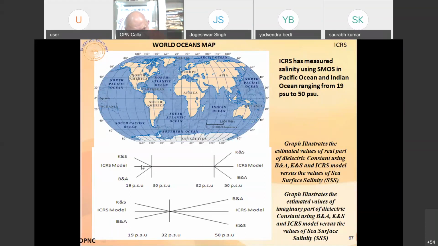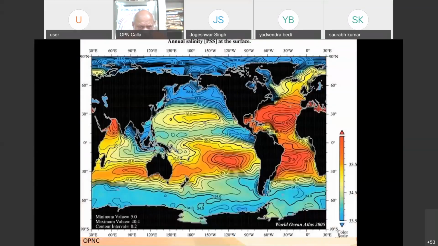So ISRO has generated a new model which could work from almost 19 PSU to 50 PSU. Because at some places we get 19 PSU salinity, especially in the Bay of Bengal and also in the upper polar regions. And we get very high salinity in the Mediterranean Sea and some other locations. So this is the exercise we do for this one. And this is just a salinity map.